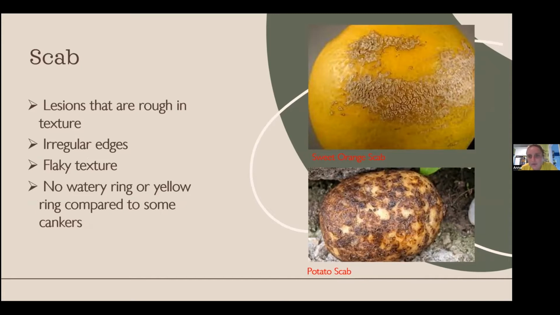But these are two really common scabs that we encounter. Sweet orange scab up at the top, really common in hot, humid weather, on trees that maybe don't get a lot of good airflow. And then down below is potato scab, where that was maybe grown in kind of a wet area, or maybe left in the ground a little too long and it got infected.